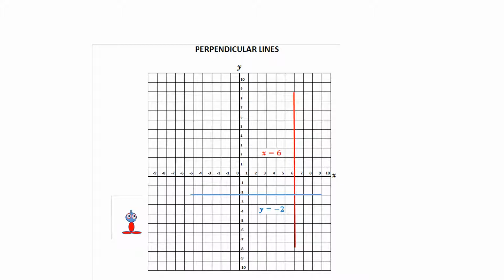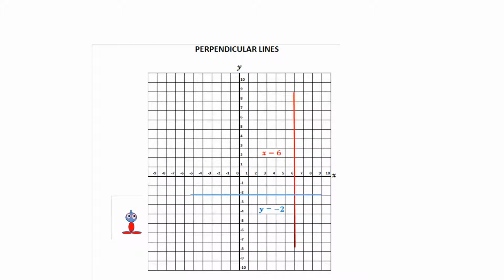You can't say 0 times no slope is negative 1 because the vertical line has no slope. So this is the exception case. When you have a vertical line and a horizontal line, they're clearly perpendicular. But you can't say the slopes, when you multiply them together, you get negative 1. But for any other case where you don't have a vertical line, you can say two lines are perpendicular if and only if, when you multiply the slopes, you get negative 1.